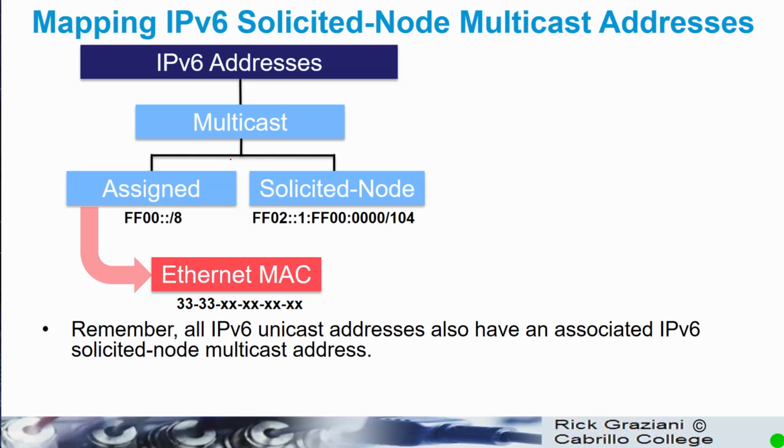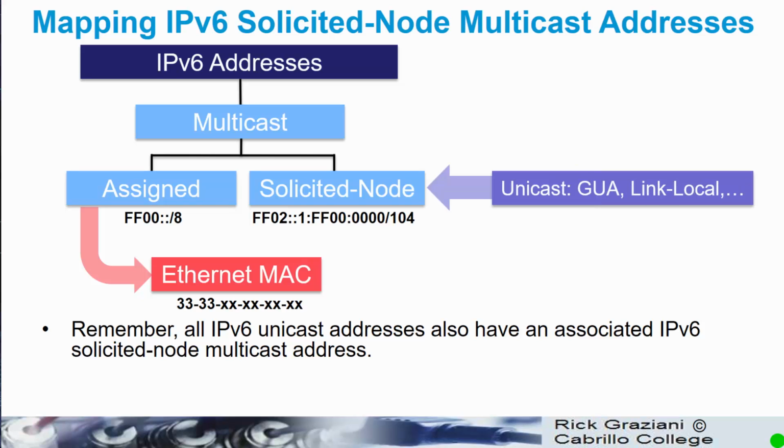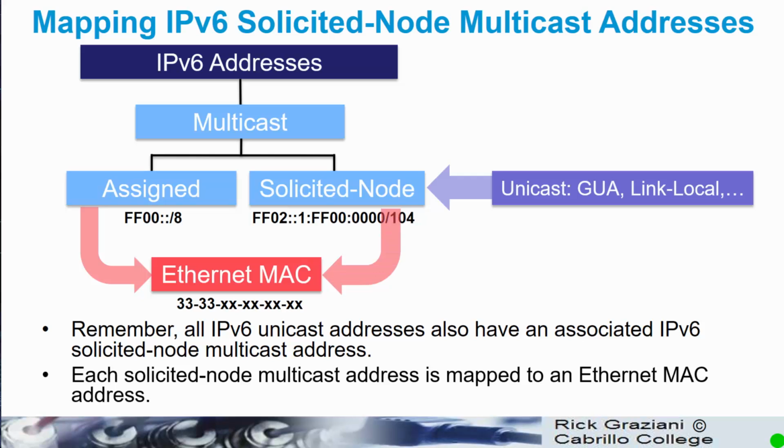So remember that all IPv6 unicast addresses also have their appropriate and associated IPv6 version solicited node multicast addresses. Again, unicast, whether it be a global unicast or a link local unicast, will all get a solicited node multicast address. Again, it is a mapping to them.